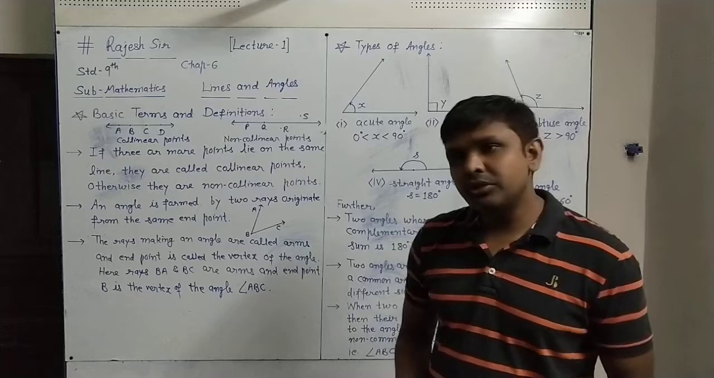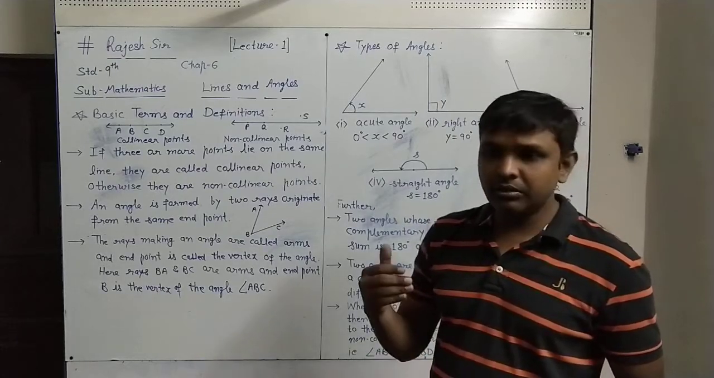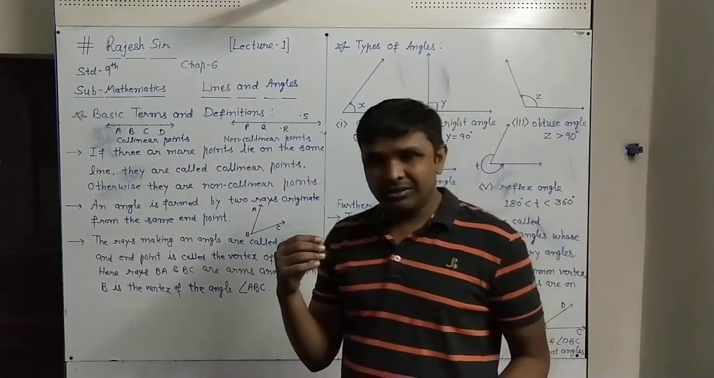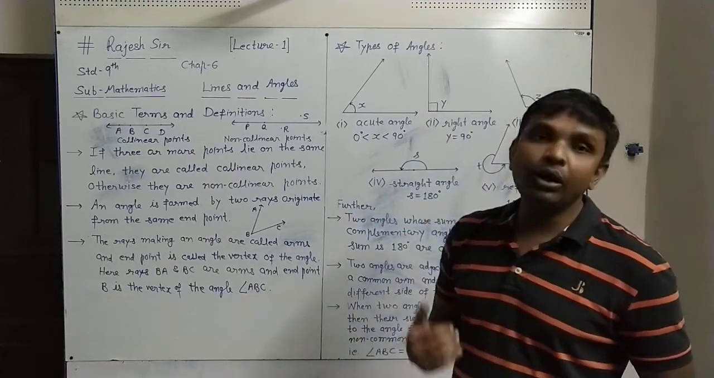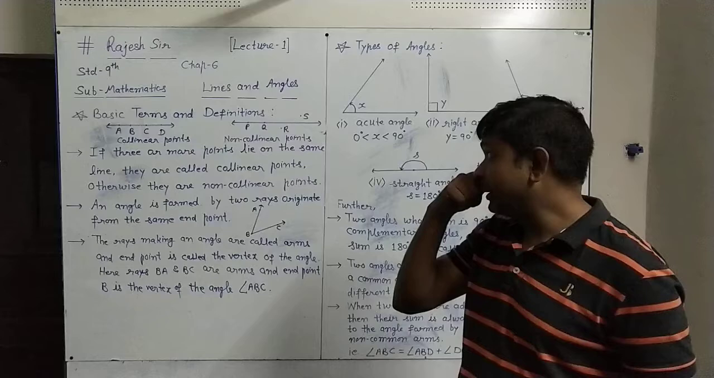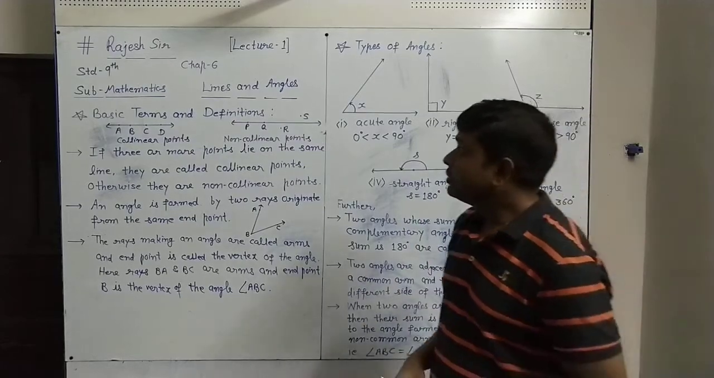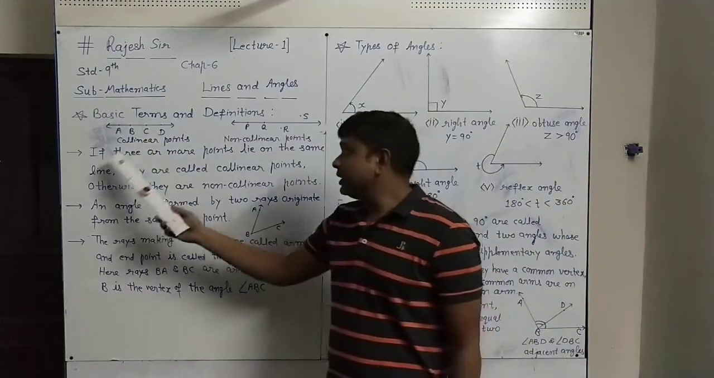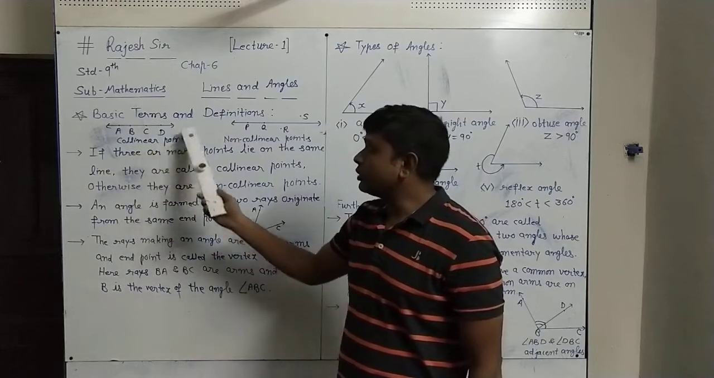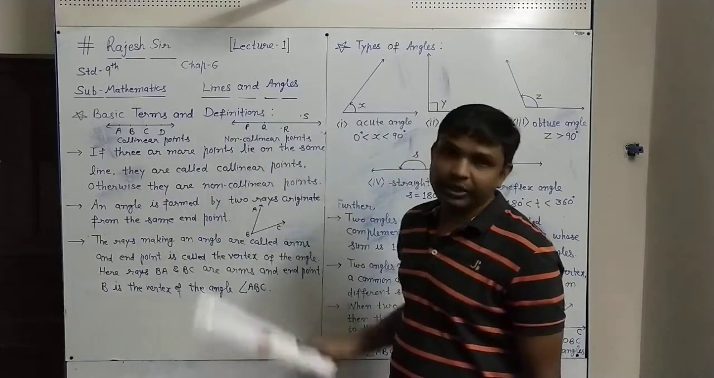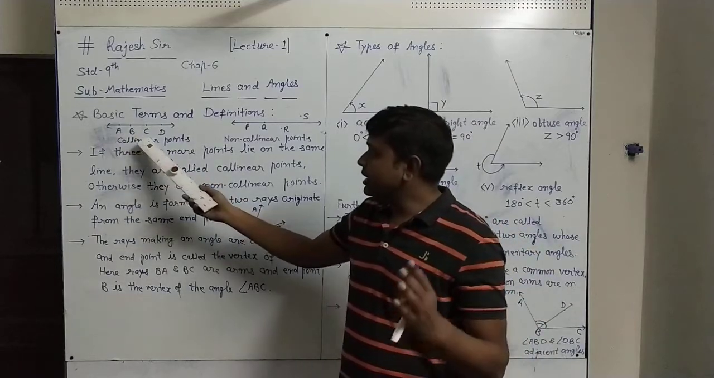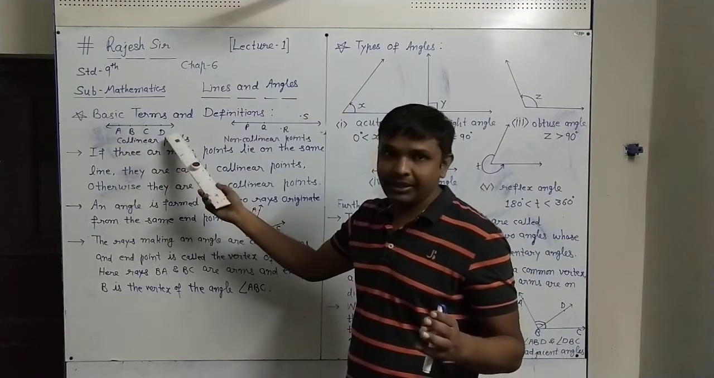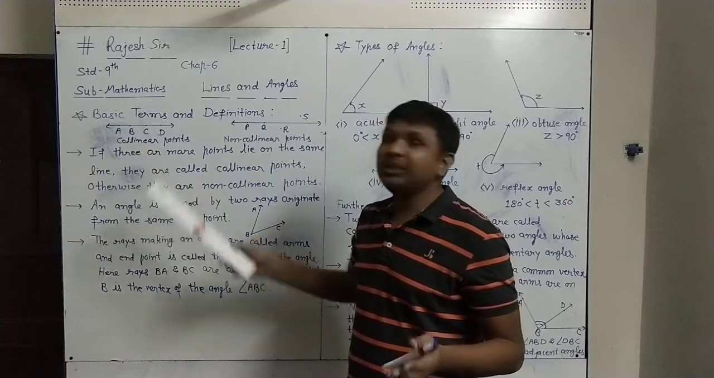Basic terms and definitions means in earlier classes we have somewhat seen the definitions and we have understood the terms that we will recall here first, and then we will go deep into this chapter. So the first term is about collinear points and non-collinear points. As you can see here, the 4 points are given and they are on the same line. They are called collinear points.